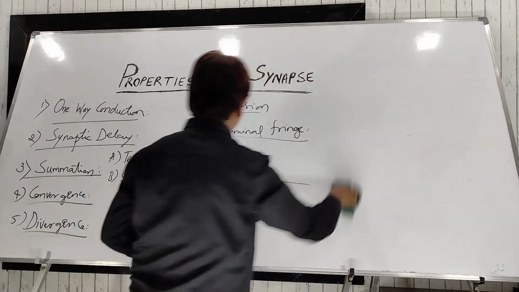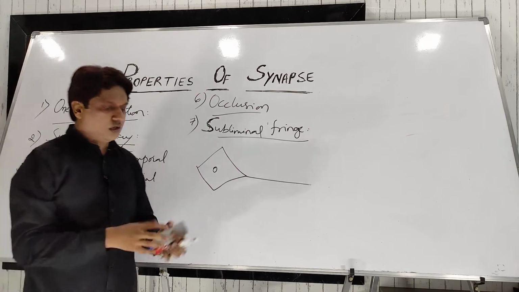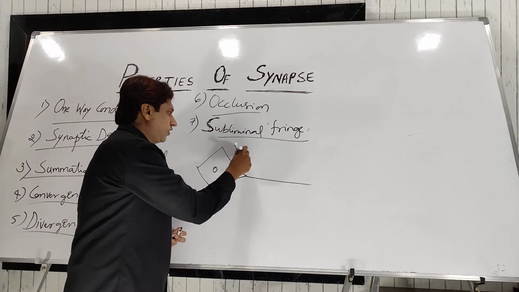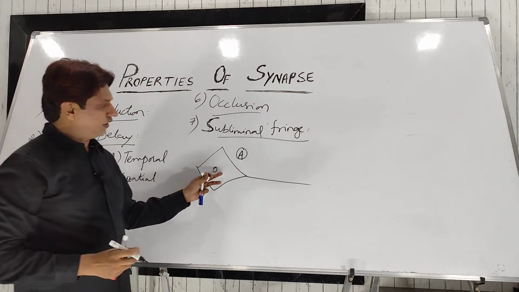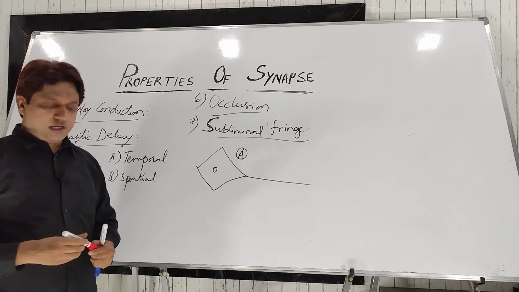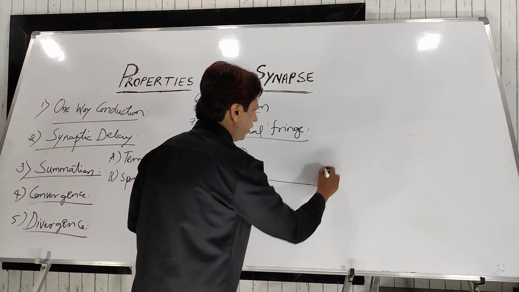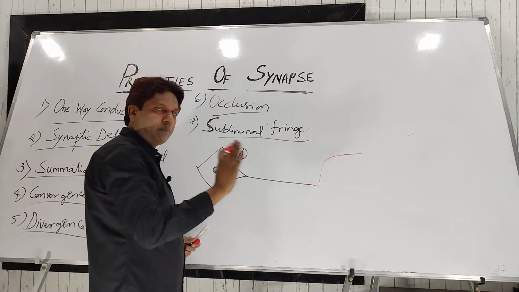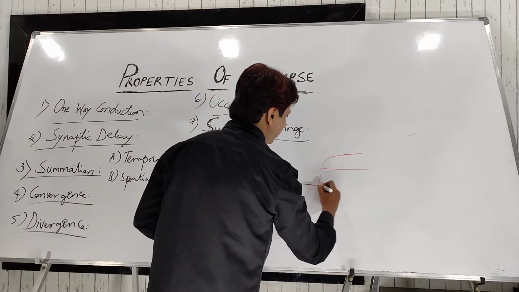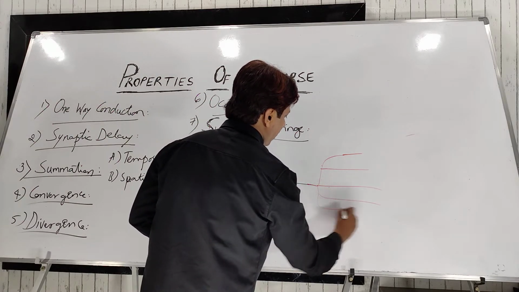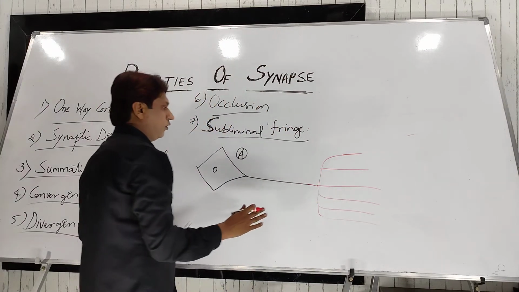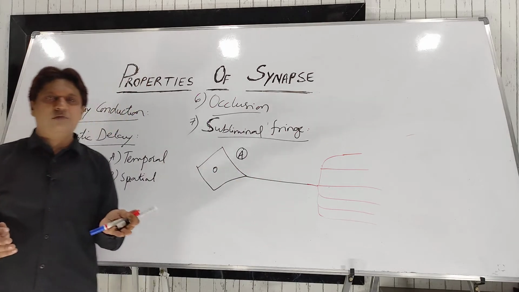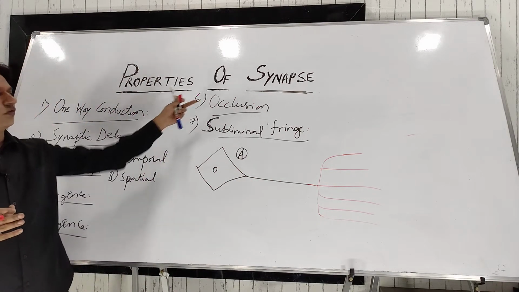Consider this as a presynaptic neuron. First we'll describe the occlusion. Consider this as presynaptic neuron A. When it gets stimulated, it can stimulate 6 postsynaptic neurons, or efferent neurons. This is an efferent neuron, this is an efferent neuron. If you stimulate one neuron, hypothetically it has the capacity to stimulate 6 postsynaptic neurons. I'm just giving a hypothetical example. Don't consider that sir has said a neuron will only excite 6 postsynaptic neurons. I'm just giving a hypothetical example to make the concept of occlusion clear.